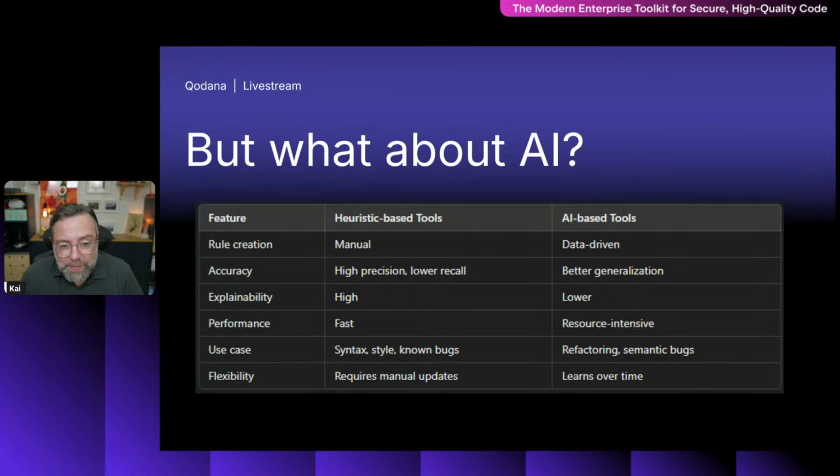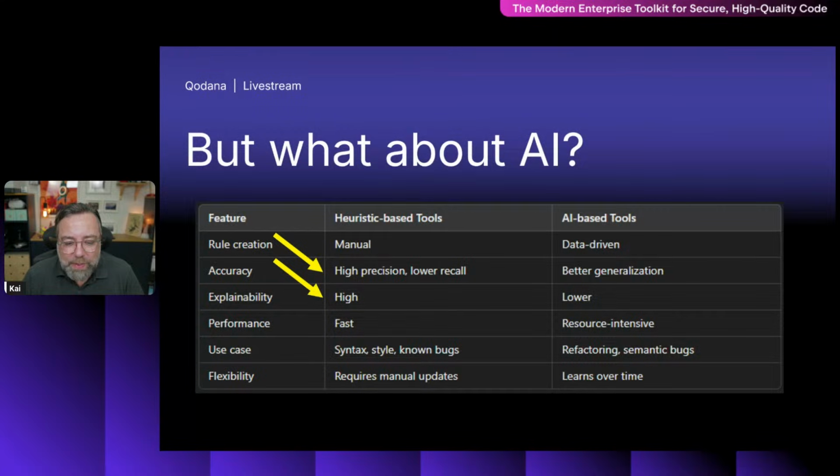So the next question would be: okay, this analysis stuff, I could just as well do that with AI, couldn't I? And to a certain extent, that is a very valid question. However, here again, at least in the current state, if you compare heuristic-based tools like Qodana with AI-based tools, both really have their pros and cons. If you have a look at heuristic-based tools, accuracy is a big point. Heuristic-based tools are still more precise. Then explainability is much higher.